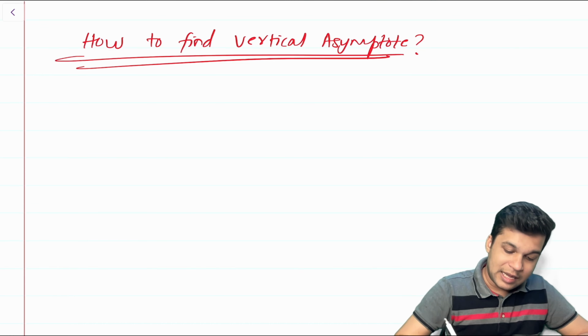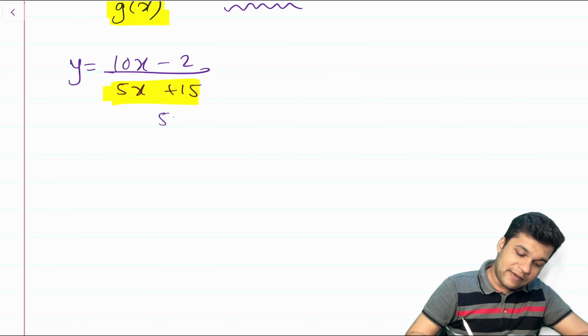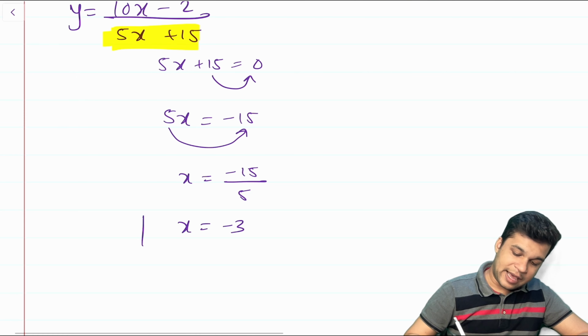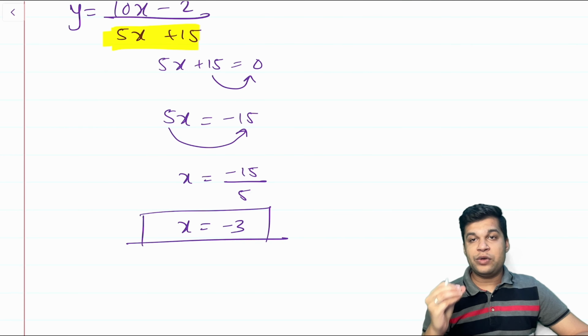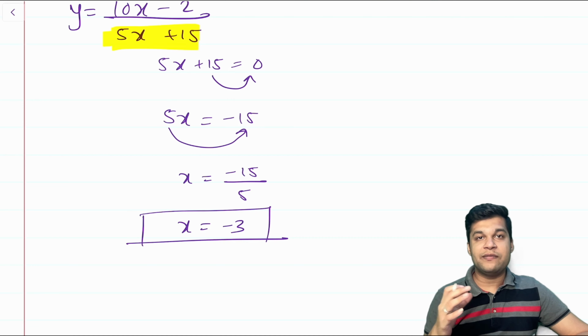How do I find the vertical asymptote? Equate the denominator to 0. So 5x plus 15 equal to 0. Shift 15 to the other side, so you get 5x equal to minus 15. Shift 5 to the other side, so you get x equal to minus 15 divided by 5. So x equal to negative 3. This will be a line parallel to the y-axis and passing through the point minus 3 comma 0. So this is how you find the vertical asymptote.